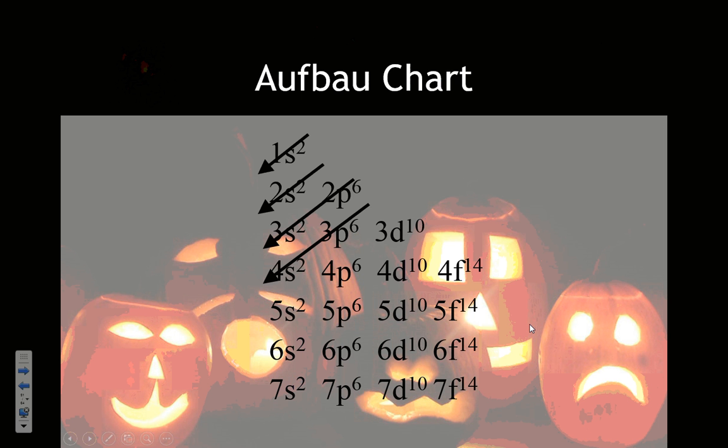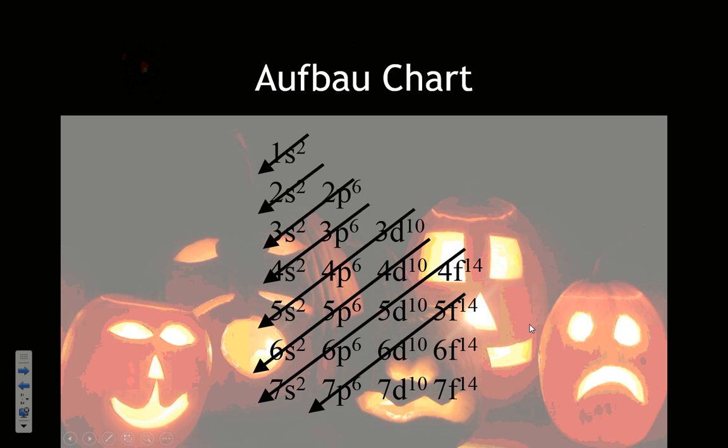So after 4s comes 3d and then 4p and then 5s. And then after 5s comes 4d and then 5p and then 6s. And then after 6s comes 4f and then 5d and then 6p and 7s. And then next comes 5f and 6d and 7p. And at that point, we basically have run out of electrons, so we don't really worry about any more.